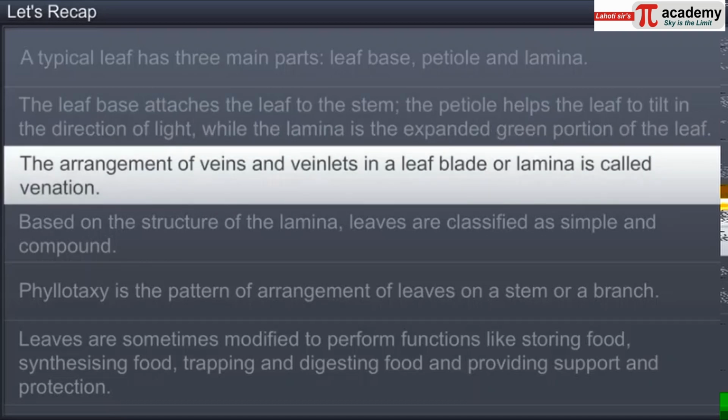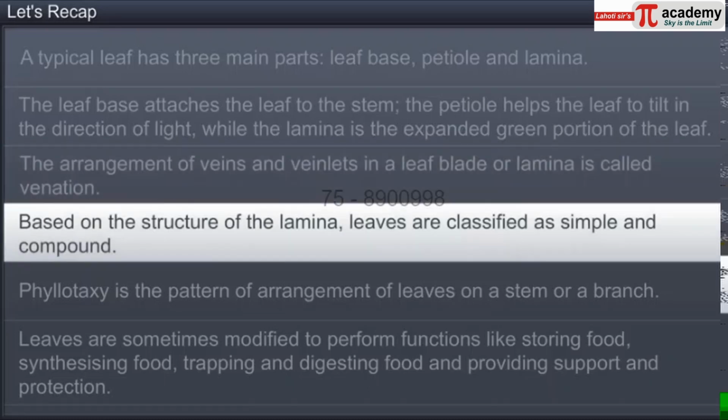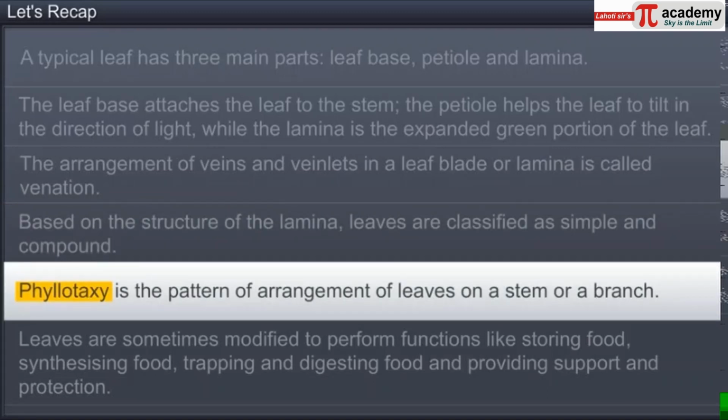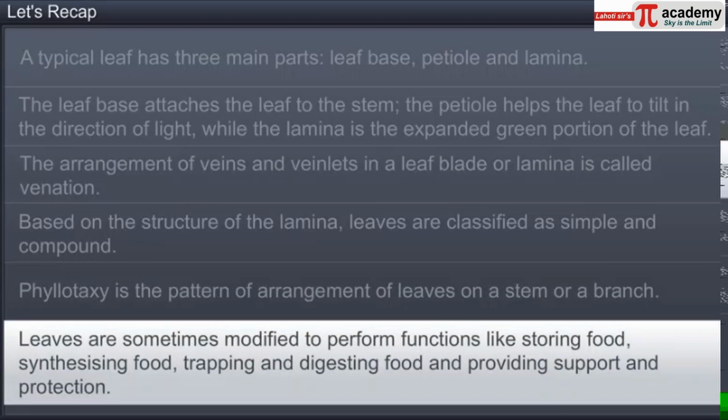The arrangement of veins and veinlets in a leaf blade or lamina is called venation. Based on the structure of the lamina, leaves are classified as simple and compound. Phyllotaxy is the pattern of arrangement of leaves on a stem or a branch. Leaves are sometimes modified to perform functions like storing food, synthesizing food, trapping and digesting food, and providing support and protection.